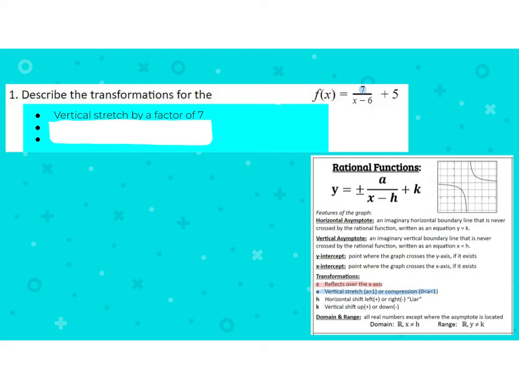Next, we're going to look for a horizontal shift. That's our h value. In this case, h would be 6. Notice that minus is a part of the formula, so h is actually positive 6. So we know we have a horizontal shift to the right, because we have that minus there, of 6 units. To the right, 6 units. The last thing we're going to look for is a vertical shift. So we look for our k value, and in this case, k is plus 5. Since k is plus 5, then we know we have a vertical shift up 5 units. And that covers all the transformations represented by this function.